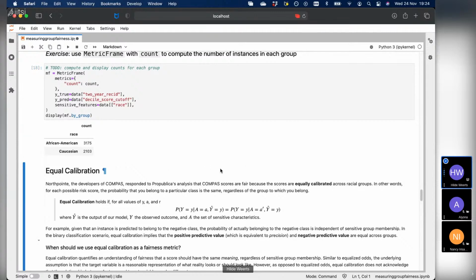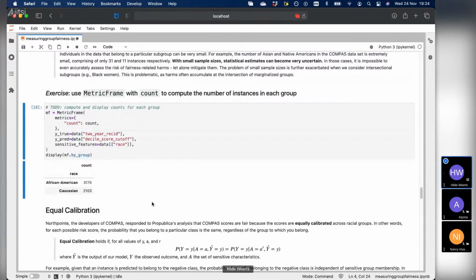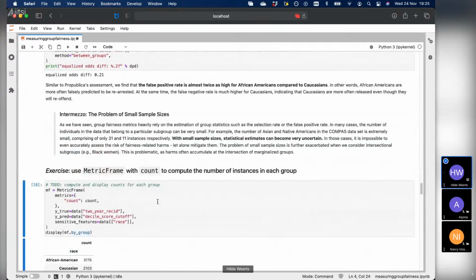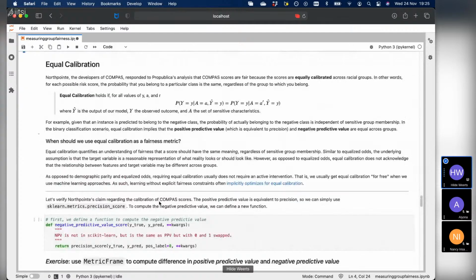Okay, so that's what I wanted to tell you about equalized odds. So far we have seen demographic parity, which measured the differences in selection rates, which you can use if you believe that the thing that you're trying to predict might not be an adequate measurement of what you are trying to predict. We have seen a quality of service type metric, equalized odds. And there is also a third notion of fairness, and that is equal calibration. Northpointe, the company that developed COMPAS, actually responded to ProPublica's analysis that COMPAS scores are fair because their scores are equally calibrated across racial groups.